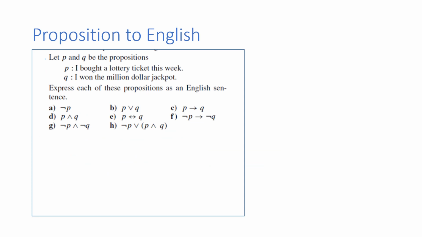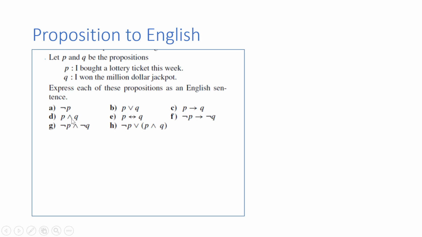Let's take another example, propositions to English. P is "I bought a lottery ticket this week," and Q is "I won the $1 million jackpot." We want to express these propositions as English sentences. So let's take this example here. Not P means I didn't buy a lottery ticket this week. P or Q means either I bought a lottery ticket this week or I won the $1 million jackpot. So let's take a look at P implies Q. P implies Q means if I bought a lottery ticket this week, I won the $1 million jackpot.